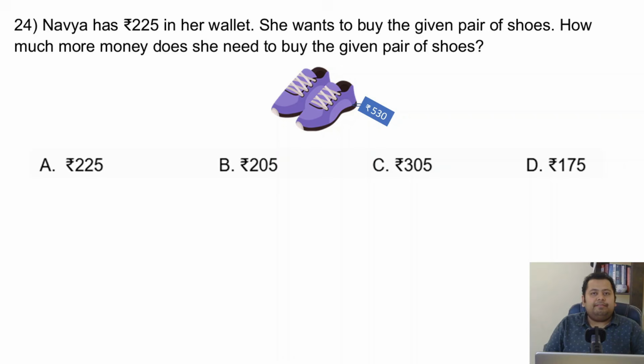Navya has rupees 225 in her wallet. So Navya has how much? She has rupees 225 in her wallet. She wants to buy the given pair of shoes. How much more money does she need to buy the given pair of shoes, right? So again, it's a very easy one.